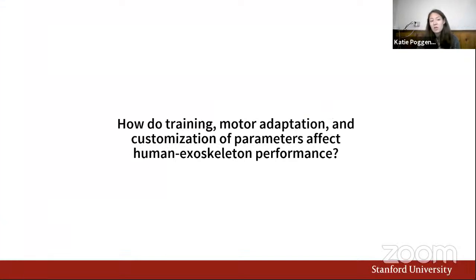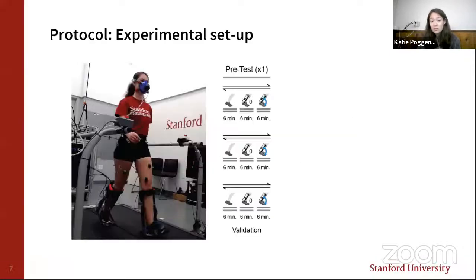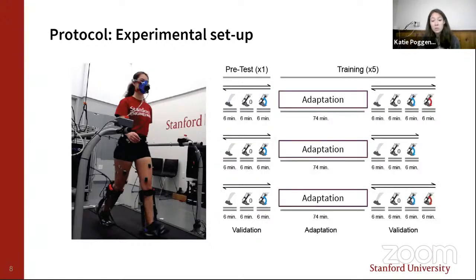So how do these factors affect human exoskeleton performance? To test this question, we designed a 6-day experiment with novice users using bilateral ankle exoskeletons that act in plantarflexion. Participants began with a pretest where they walked in normal running shoes, in unpowered zero torque mode, and with generic assistance. This generic profile was the average optimized profile from a previous human in the loop optimization experiment.